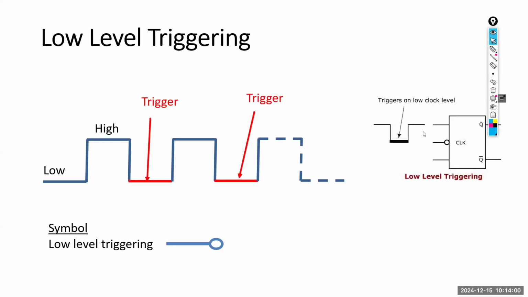Low level triggering means your circuit is triggered when the clock signal is in the low state. And the symbol is slightly different. Now it's line and circle. High level triggering, something like this. Low level triggering, something like this. So just pay attention to the symbols also. So that is the low level triggering symbol.